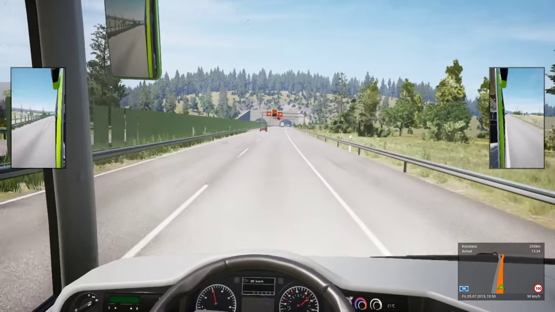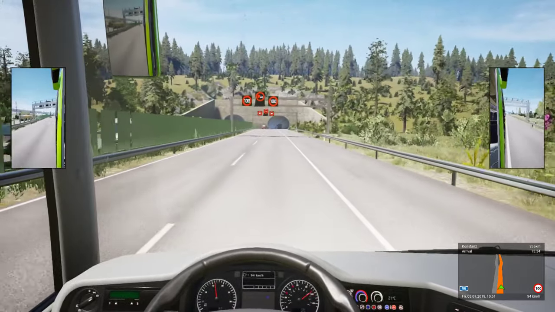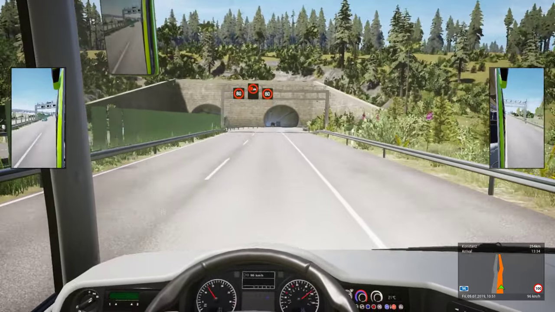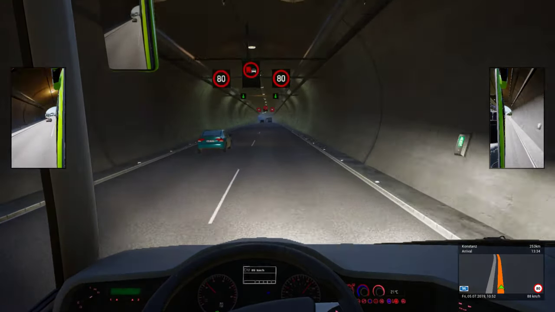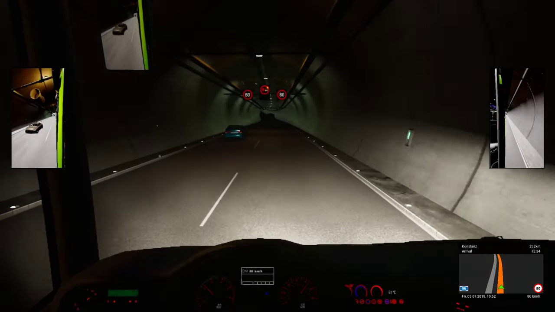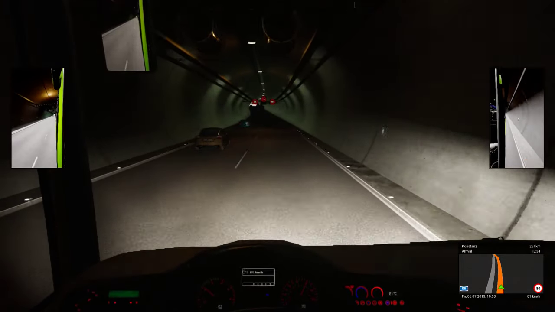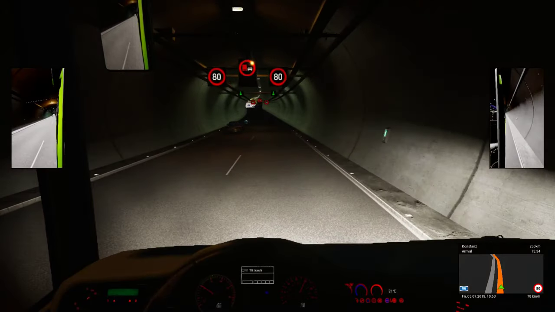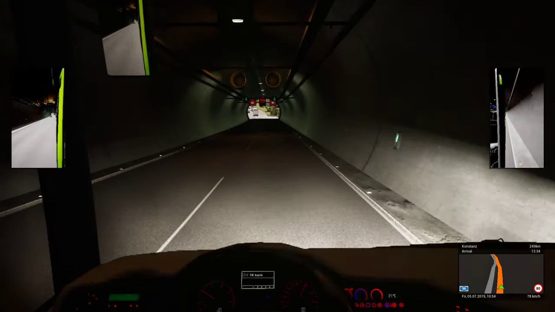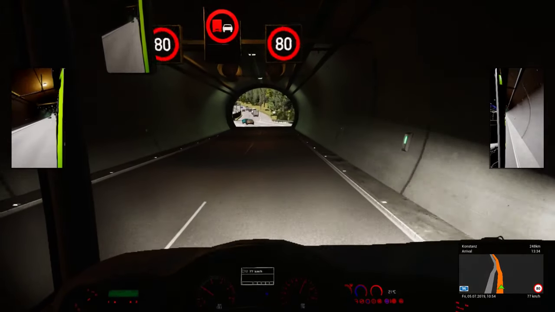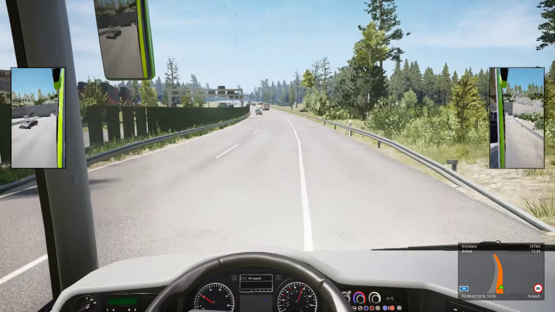Tunnel. Let's put our lights on in preparation for the tunnel. Always think it's good practice to have your lights on in the tunnel. I'm not entirely certain whether all the AI do or not, but I'm certainly going to. I'm doing 80 in an 80, so shortish tunnel. Nothing like those ones in Austria, that's a sure fact.